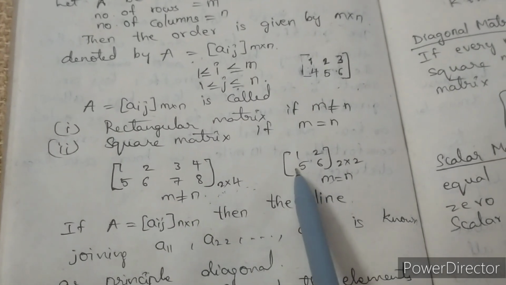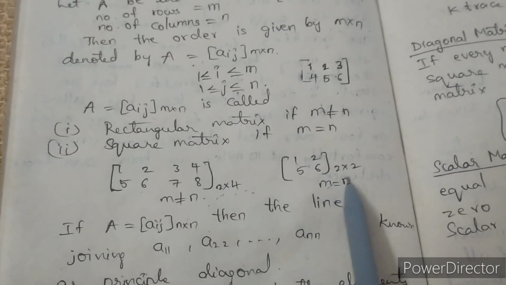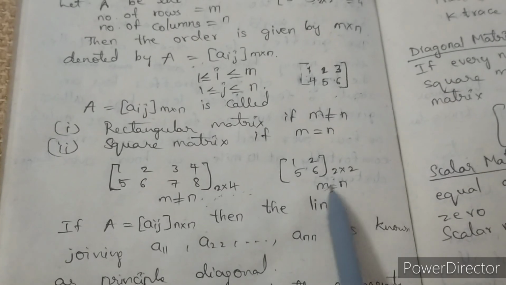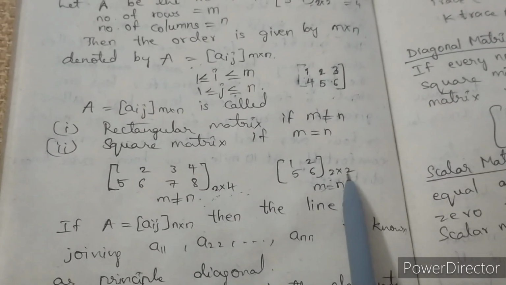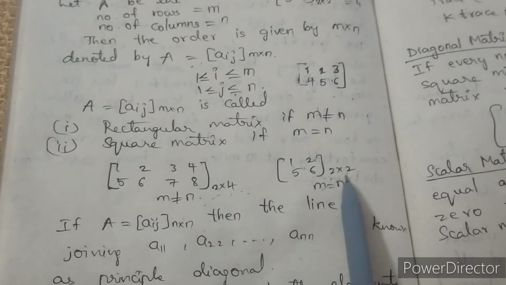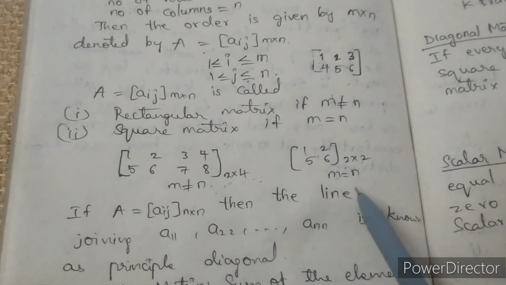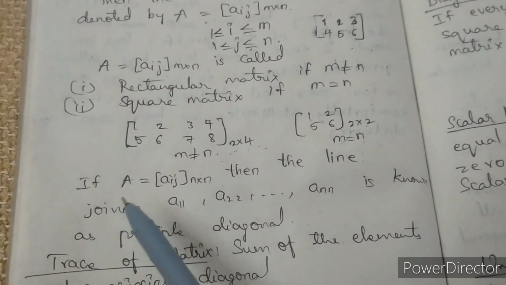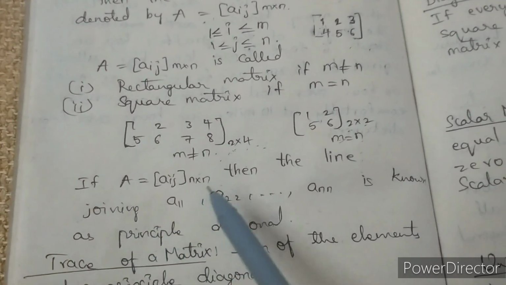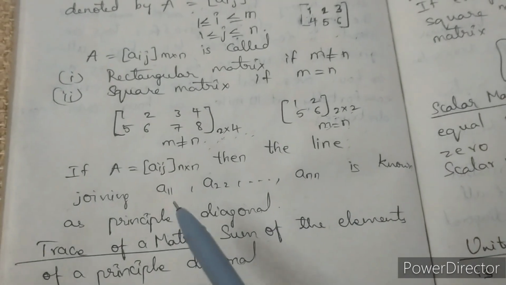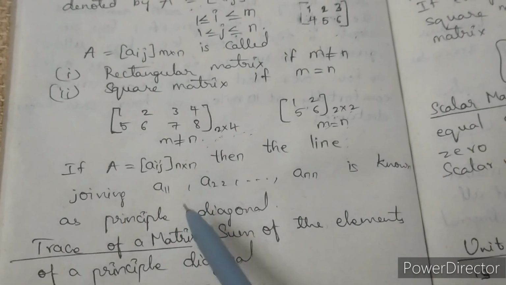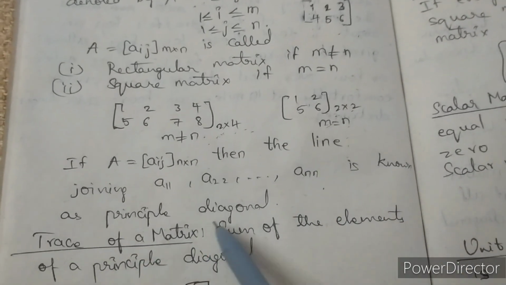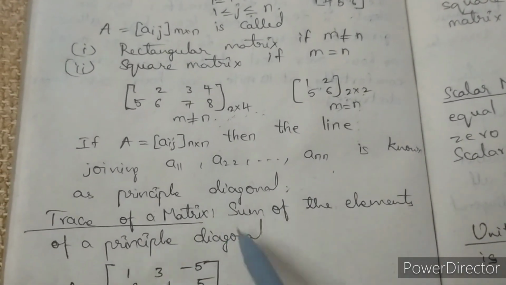Let's take another example, 1 5 2 6, that is a 2 by 2 matrix. Here the number of rows m is 2, the number of columns is 2. So m is equal to n, and this matrix is a square matrix. Now let's take a matrix A equal to [Aij] of n by n. Then the line joining A11, A22, and so on till Ann is known as the principal diagonal. So we will talk about it.